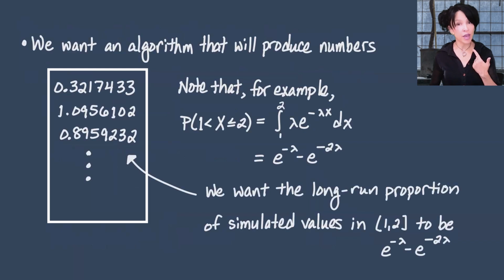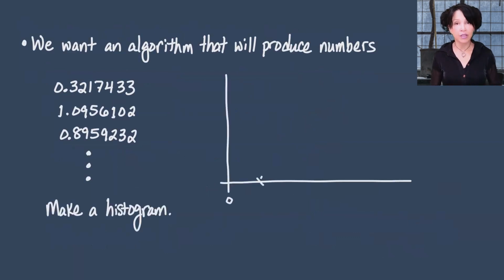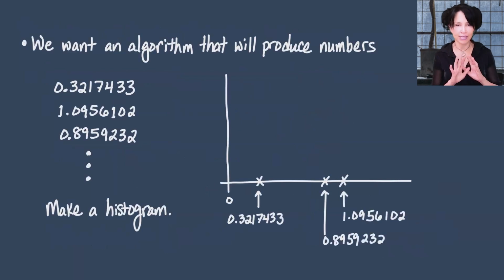I want an algorithm that will produce a list of numbers that will have this kind of property where the long run proportion of times you're in various regions matches what it should be for the random variable x. So in order to see this happening without having to check every possible region, it is useful to make a histogram of your numbers. So I am going to put these numbers down, at least the first 3 that I have here. Let's say that's all I've got so far. My algorithm is going to keep spitting out numbers, but I have 3 so far. And I am going to make a histogram.